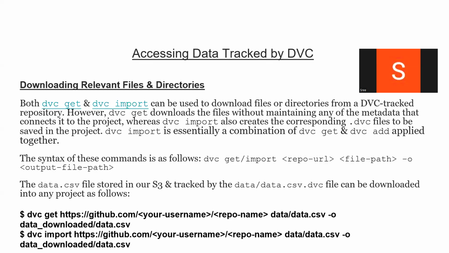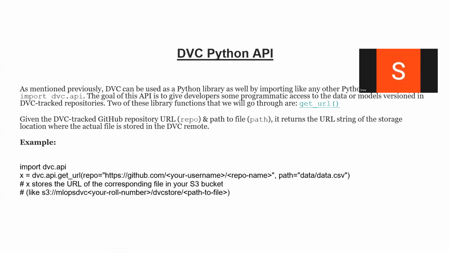And DVC get with the repository name is going to allow you to download the files also, like this. I can download like this. This is the file I want to push into this particular folder. And import is going to load the data, and get is going to download the data. Are you getting it? Yes or no? Yes, sir.